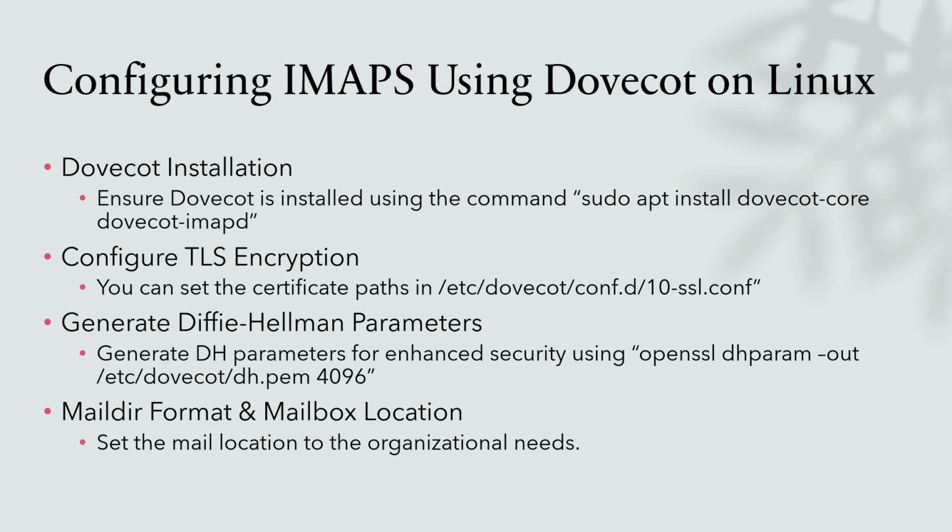Next, you'll want to generate the Diffie-Hellman parameters by using the command openssl dhparam -out /etc/dovecot/dh.pem 4096. This will add an extra layer of security, and this step enables perfect forward secrecy, or PFS, which will prevent attackers from decrypting any intercepted traffic, even with the private key.